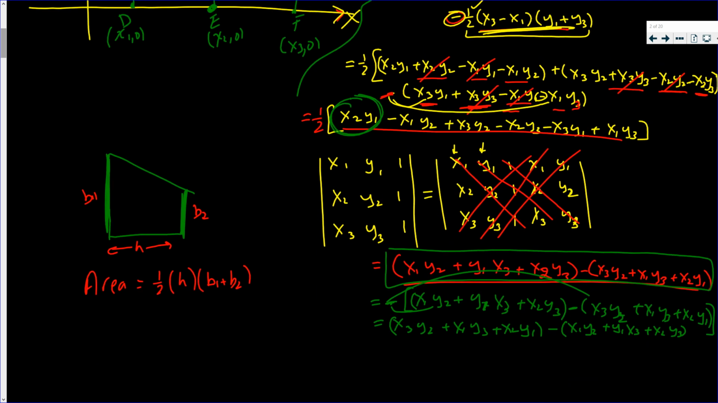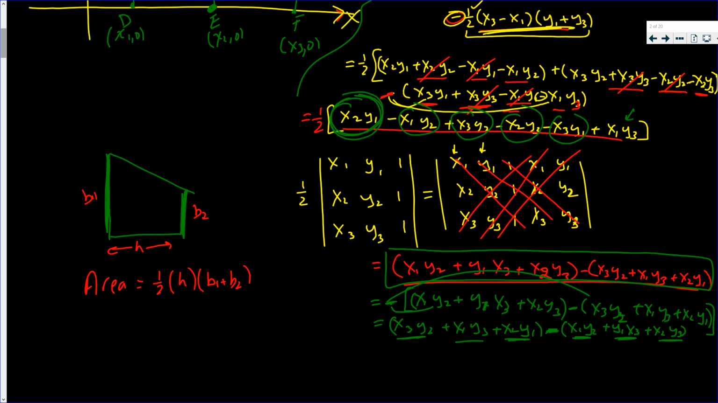Now, once again, I have y2, y1. Got it. Plus. I have minus y1, y2. Minus y1, y2. Plus x3, y2. There it is. x3, y2. Minus x2, y3. Minus in front, x2, y3. Minus x3, y1. Multiplication commutes. Plus x1, y3. I got it. The only thing I have to do is put the half in front.